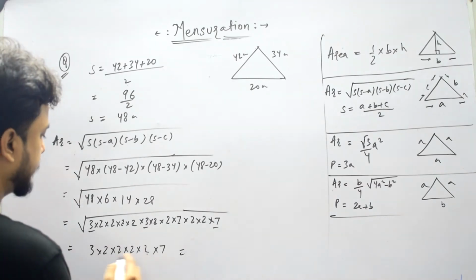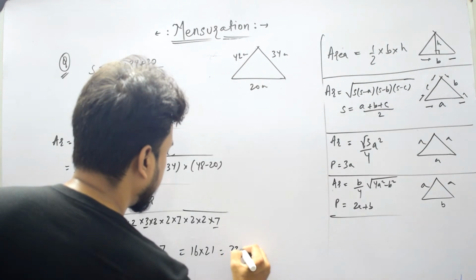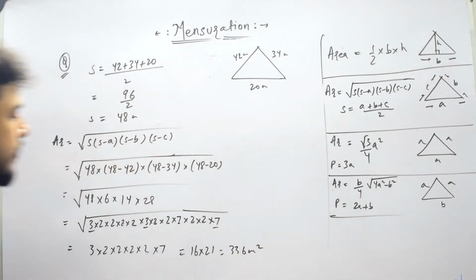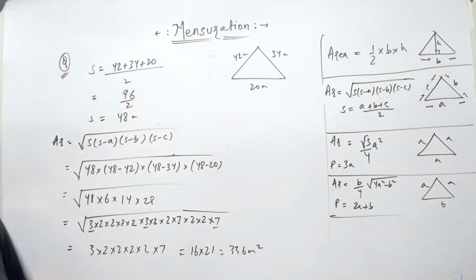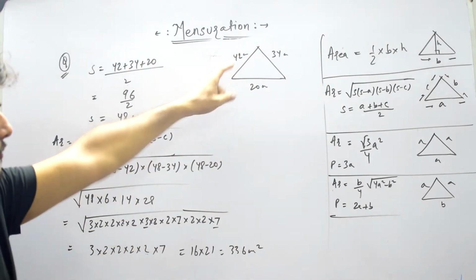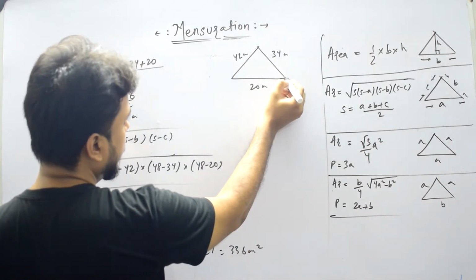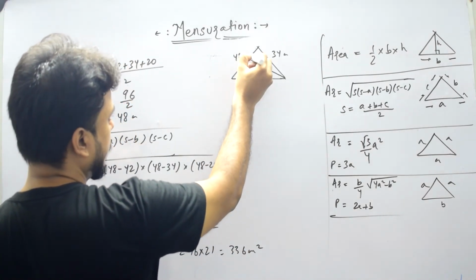Okay, so it will be 16 into 21, which is 336 centimeter square. So by Heron's formula we got the area. Now we have to find the height corresponding to the longest side. That means for that I have to draw the height from this side, corresponding to the longest side.